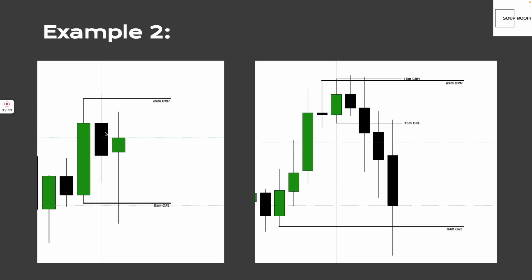Here are some more examples. The 8 a.m. candle high was souped with the 9 a.m. candle, turtle soup, and then we distributed all the way down to the 8 a.m. candle low. This is a perfect setup on the higher time frame.